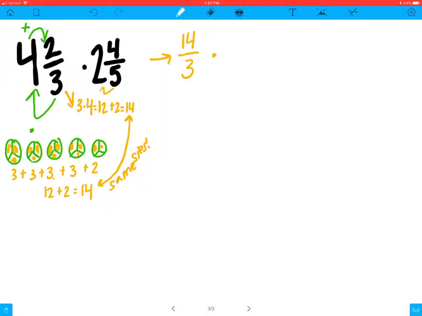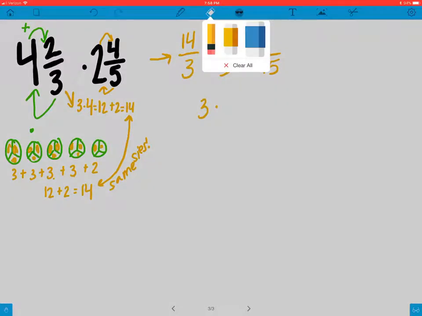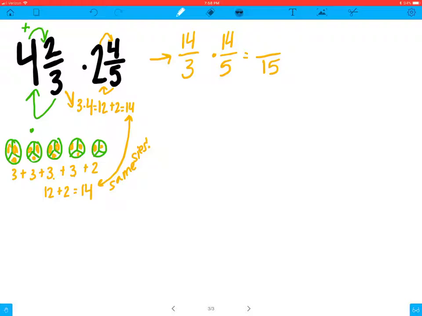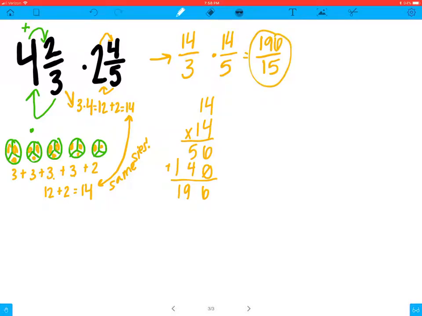So my first one is 14 over 3, and I'm going to multiply that by 14 over 5, or 14/5. I multiply straight across. My denominator is 15, and my numerator, I'm going to multiply 14 and 14, again, because I got those new numerators by multiplying the denominator and the whole number, and then adding the numerator to that product. So 14 multiplied by 14, I end up getting 196. I could say, hey, it's 196/15, but let's challenge ourselves to simplify.